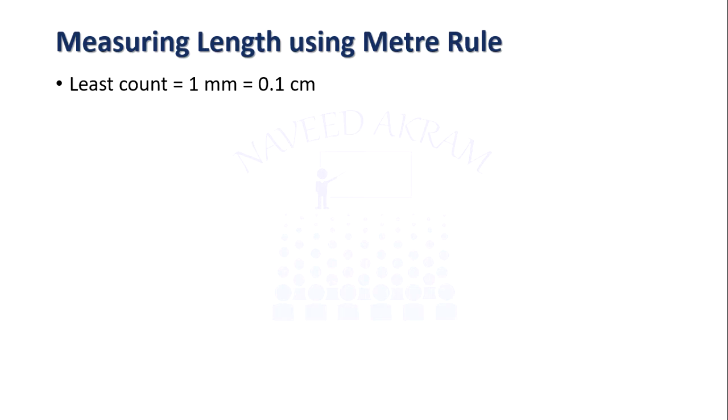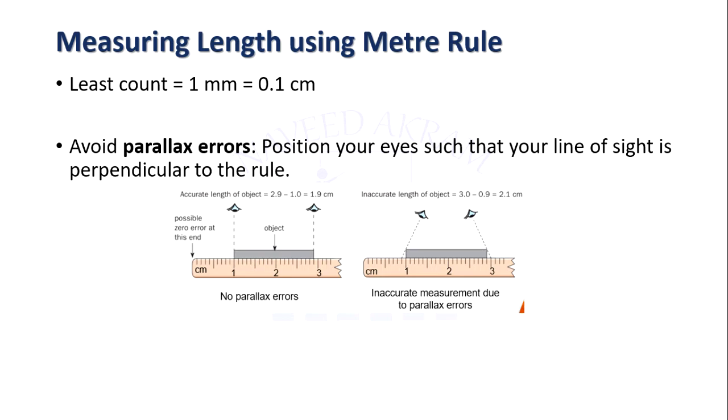I hope that you know how to take reading from the meter rule, but you have to take some precautions. For example, you have to avoid parallax errors, and for that you have to position your eyes such that your line of sight is perpendicular to the rule. Here you see this is your eye, and when you see it on the side of the object to take the reading, this line is your line of sight, and this line of sight must be perpendicular to the rule. This is the rule and this is your line of sight, so it should be at 90 degree.